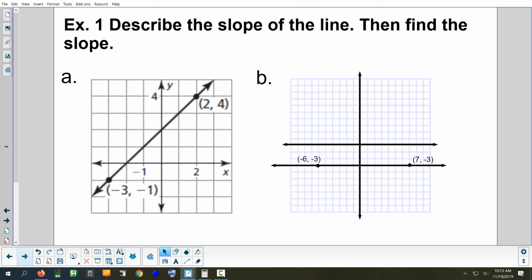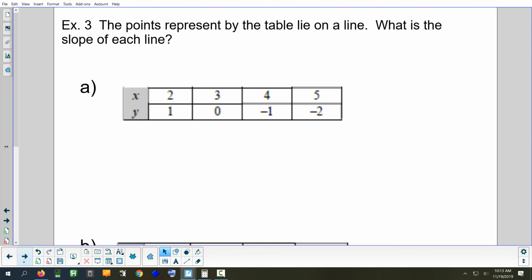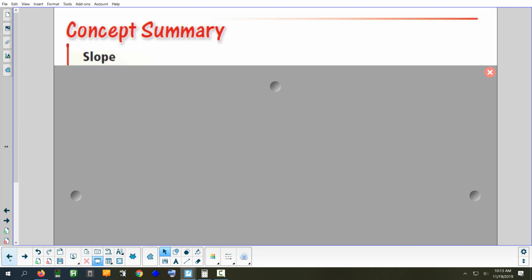I'm going to show you how to do it if they only give you coordinates. Okay? So look at this one. There's no grid, so you can't count because there's nothing to count. You've just got to use these numbers to do it. So this is how you do it.